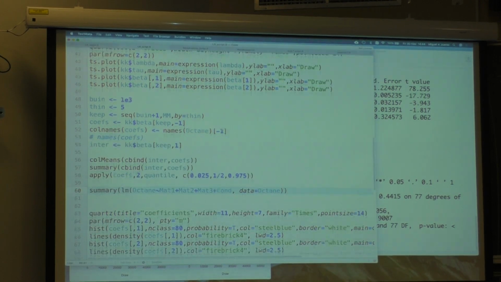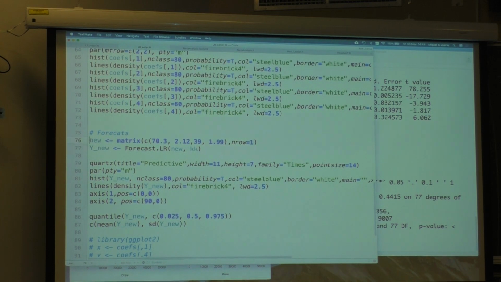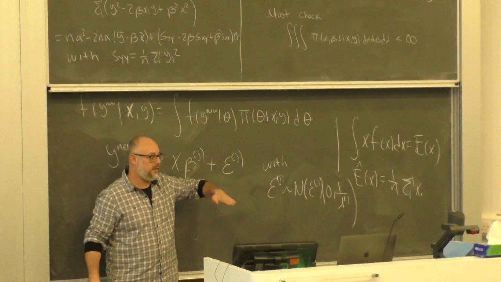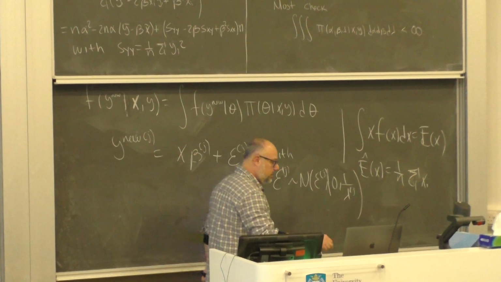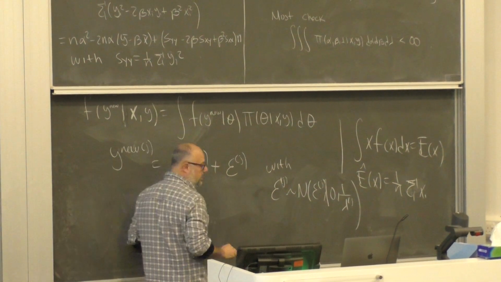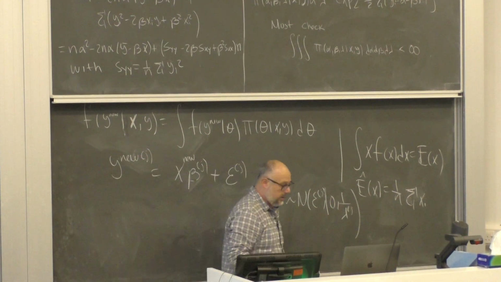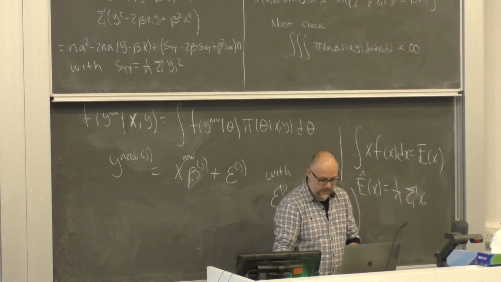But what I probably cannot do very easily with my frequentist model is to forecast. So here I am forecasting just one new value with the covariates 70.3, 212, 39, and 199 for the three materials and the condition. Again, this is basically just plugging in the values for beta and lambda that I have for every draw of the chain, for that value of x, sorry, this should be x new, and simulating a normal variate from each one of them. That is quite fast to do.